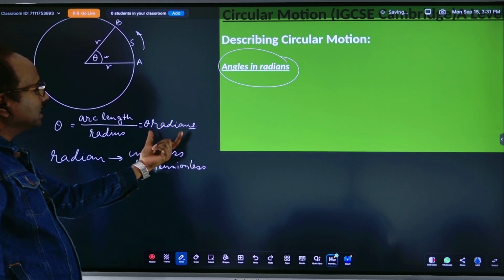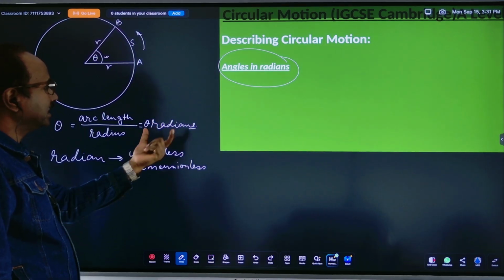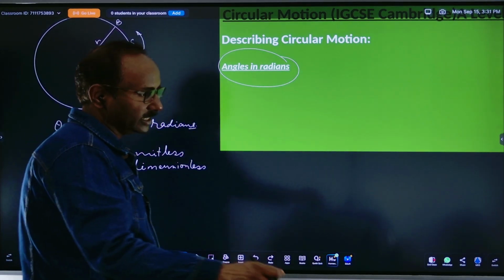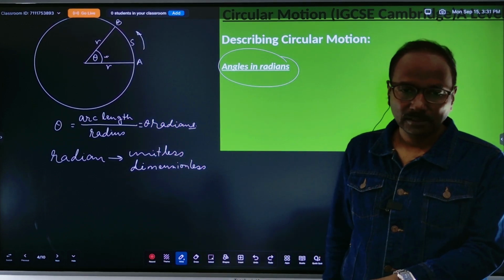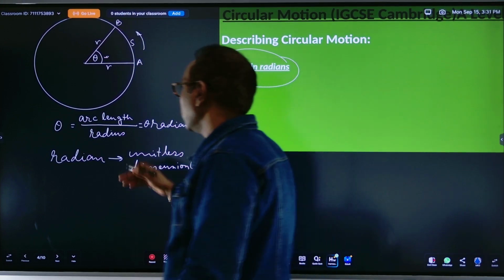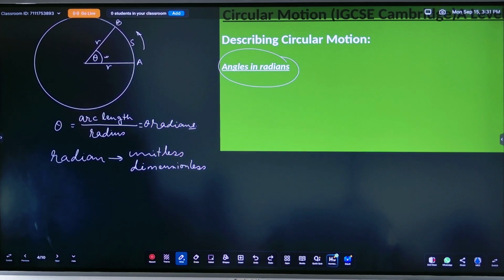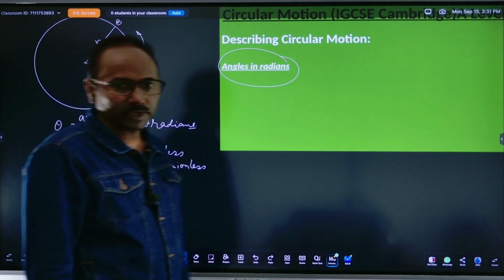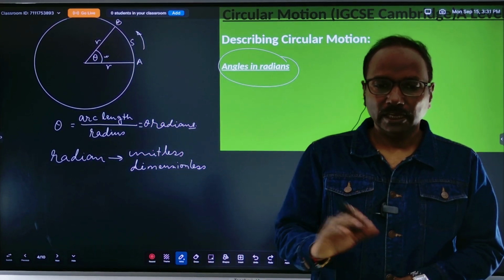It has not been given the name of angle as degree, rather it has been given a different name, radians, because it is representing the ratio of arc length by radius of the circle, whereas angle in degree is the inclination of one line to the other line.